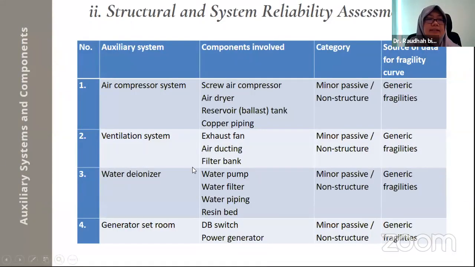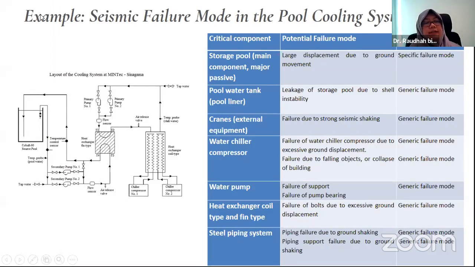From here, the next part, we will try to find what the auxiliary systems are. We know that auxiliary systems are sometimes redundant, and there are many of them. There are also components involved, and normally auxiliary systems could fall under the non-critical category. An example I'm showing here is seismic failure mode in the pool cooling system. This is the cooling system of the facility, and there are a few components involved in it, so it becomes one pool system.